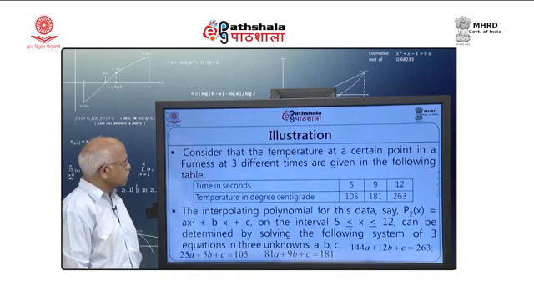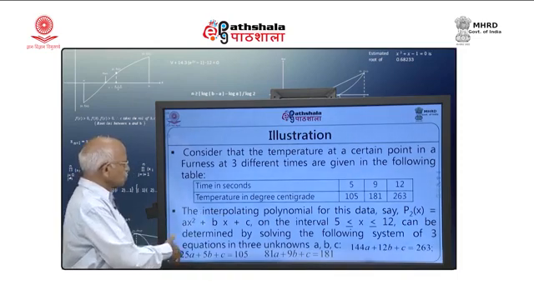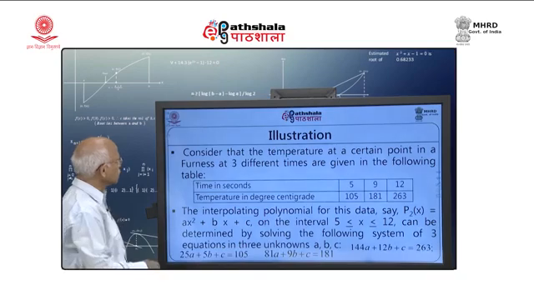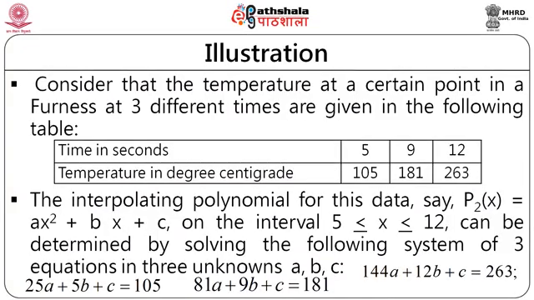This is an illustration which shows how interpolating polynomial determination can be done through systems of linear equations. For example, consider the temperature at a certain point in a furnace at 3 different times, given in the following table. We are given the times in seconds 5, 9 and 12, and temperatures in degrees centigrade 105, 181 and 263. The interpolating polynomial for this data, say p 2 x, because there are 3 points, will be a second degree polynomial. So, it will be a x square plus b x plus c.